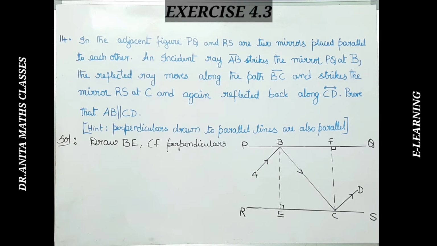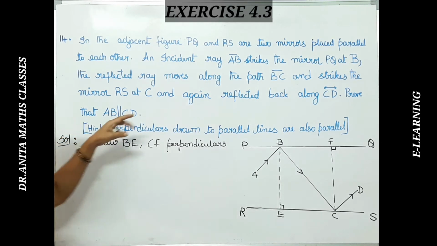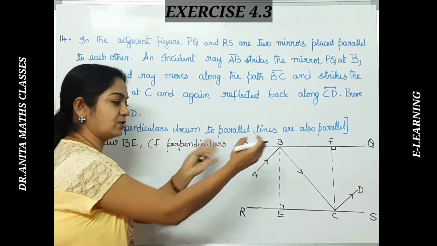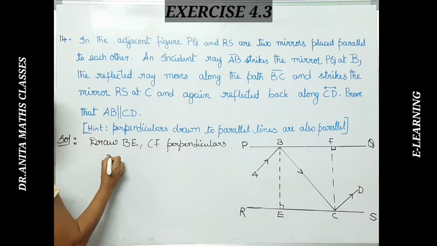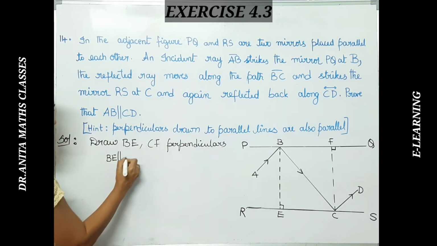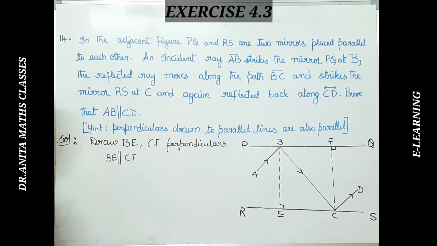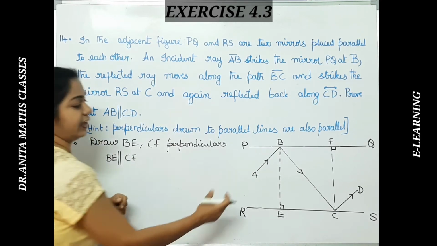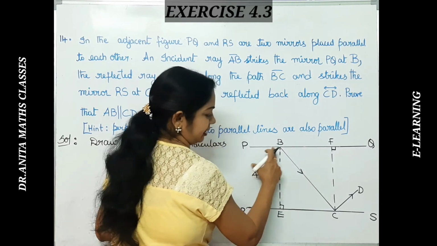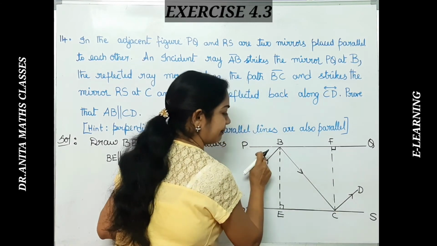So these perpendiculars, according to the hint, mean that the perpendiculars drawn between the parallel lines are also parallel to each other. That is, BE is parallel to CF. Okay, according to this hint. Now, what do we have to prove? We have to prove that ray AB and ray CD are parallel to each other.